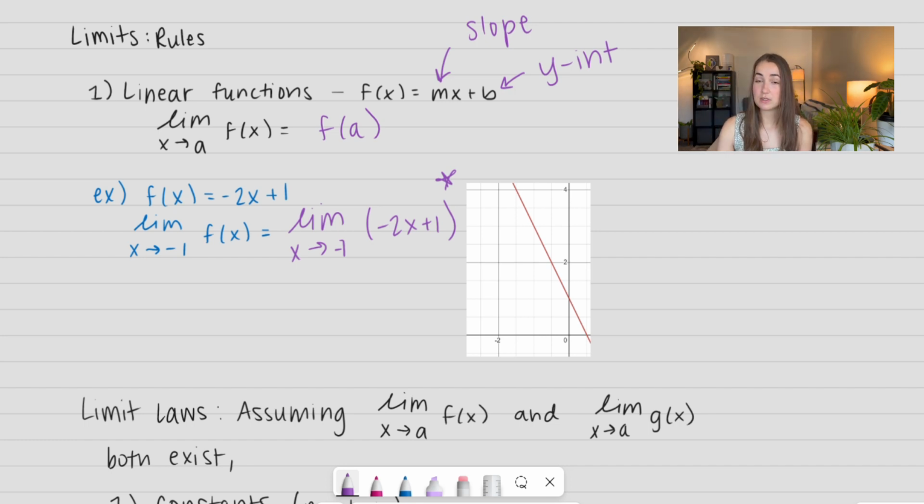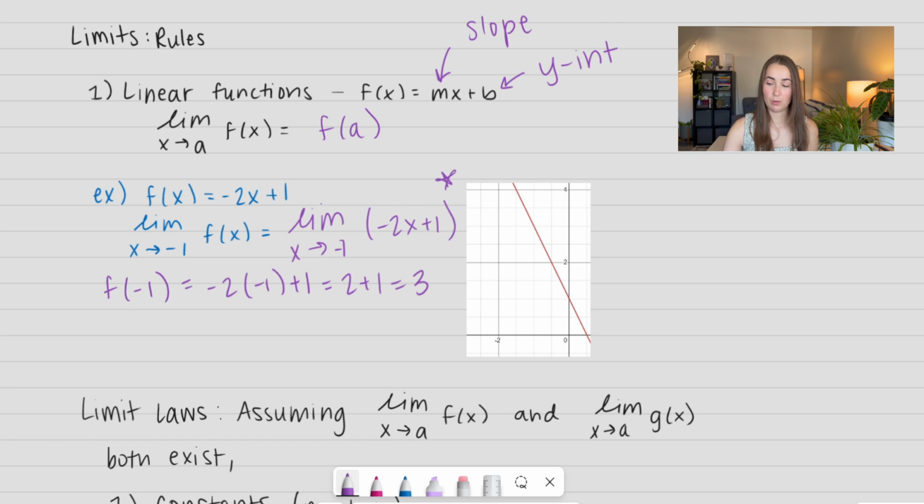So like our rule said, we can just plug in negative 1. Let's go ahead and take f of negative 1. Plug that in, negative 2 times negative 1 plus 1. We get positive 2 plus 1, which is equal to 3. And let's go ahead and check that out with our graph. So my x value is negative 1. I'm going to go to my corresponding y value, which is indeed a positive 3. If I approach it from either side, I'm approaching 3. So this is the case for all linear functions, all straight lines. You can just plug and chug, which is really nice.